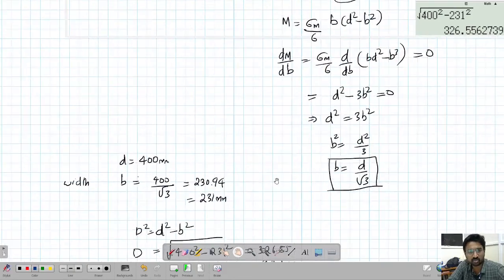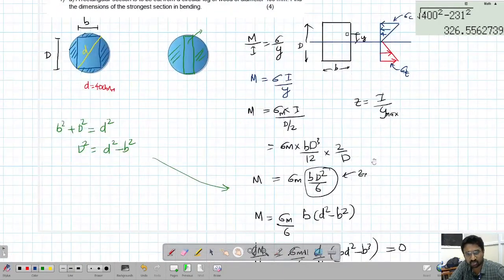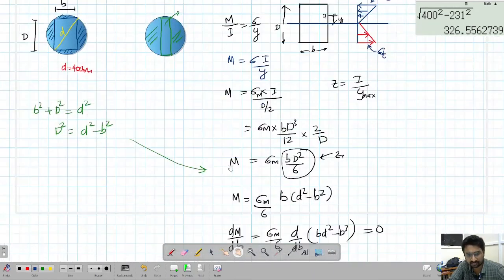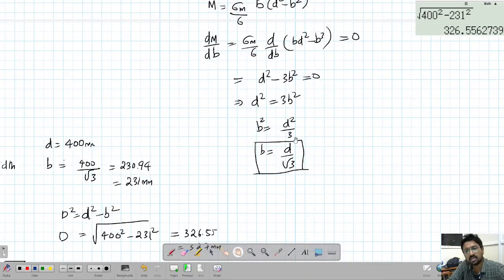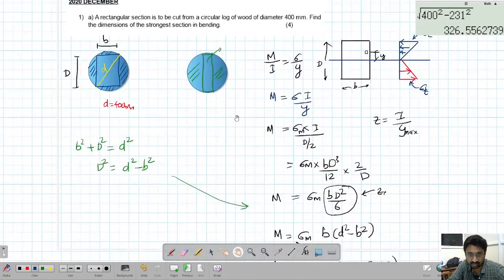So this is how we solve this problem. This is only for 4 marks, so we don't have to write all these things. If you remember this relation, that the largest width can be diameter upon root 3, you can directly solve this. So this result, if you remember, you can solve this in 5 minutes. Then also you will get the answer, get the full marks.